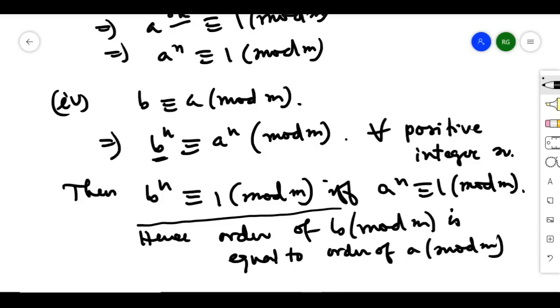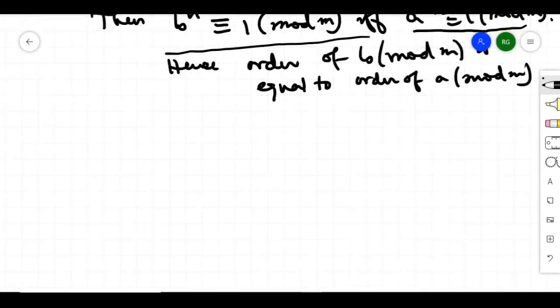Conversely, if B to the power R is congruent to 1 mod m, that will imply that A to the power R is congruent to 1 mod m. So whatever is the order of B, that will also be the order of A. So these are actually simple results which we have proved on order.